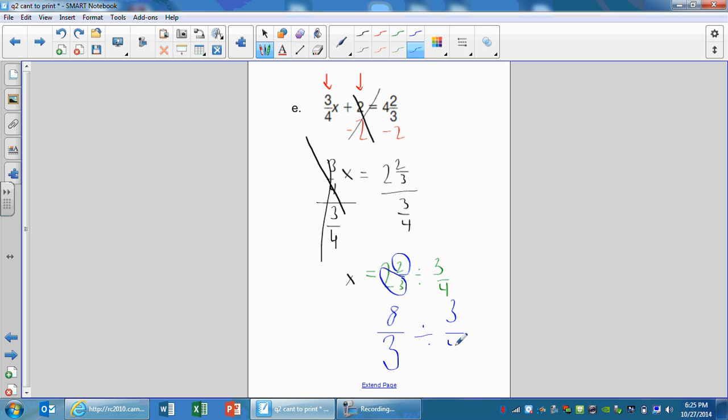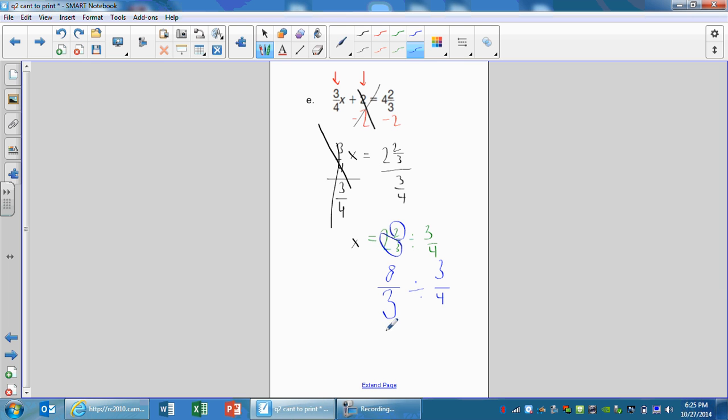And then you'll do keep, flip, change. So you'll keep 8 over 3. You'll flip division to multiplication. And you'll put the 3 on the bottom and the 4 on the top. So you'll keep, flip, change. You'll change the bottom to the top and the top to the bottom.